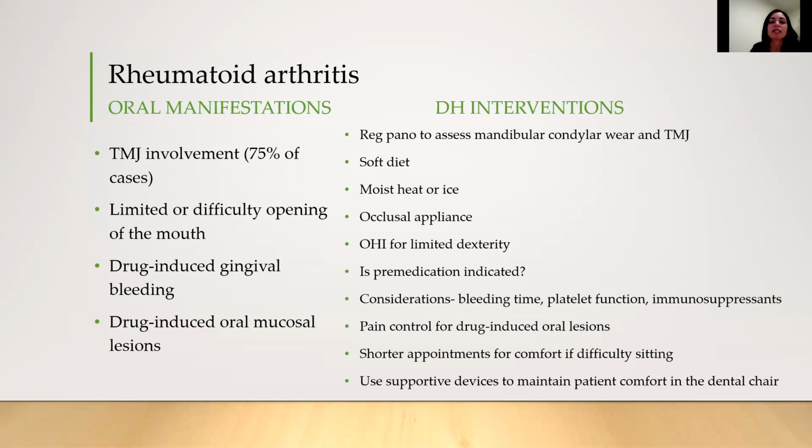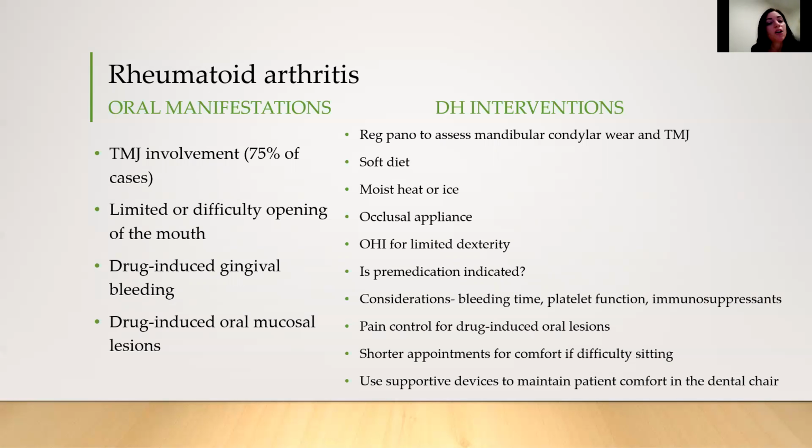And then rheumatoid arthritis, a chronic inflammatory condition principally attacking the joints and producing a suppurative or proliferative inflammatory synovitis characterized by pain, swelling, stiffness, and a loss of function. So it's inflammation in the synovial fluid. Oral manifestations for this would be TMJ involvement in about 75% of the cases, limited or difficult opening of the mouth, drug-induced gingival bleeding, and drug-induced oral mucosal lesions.